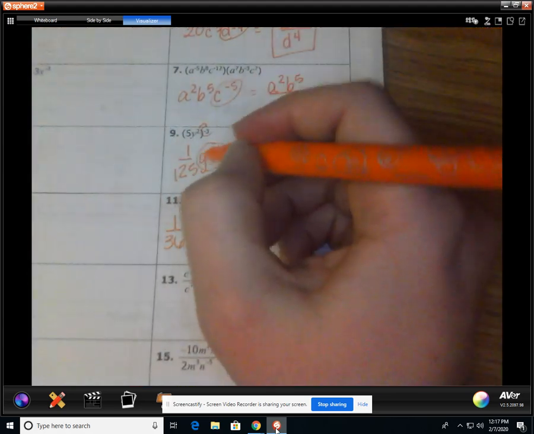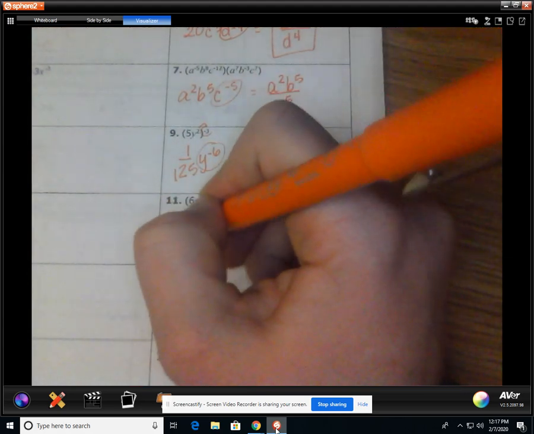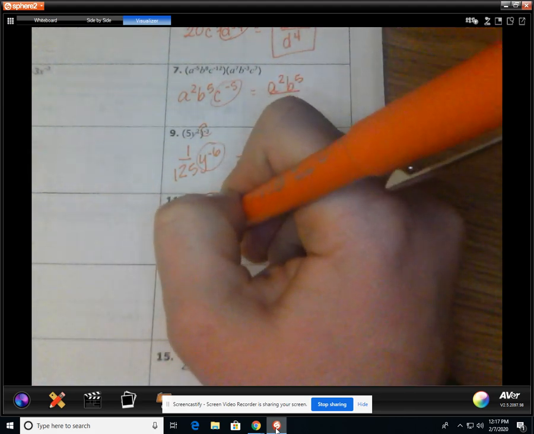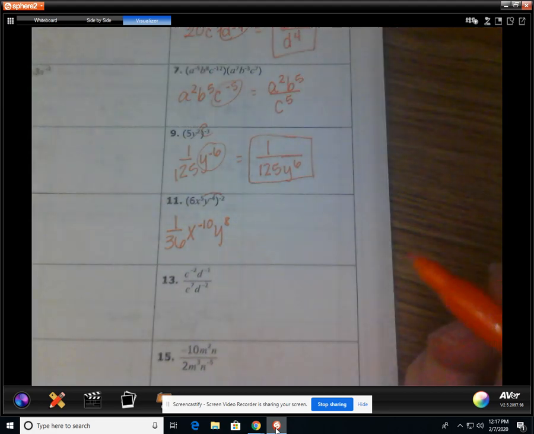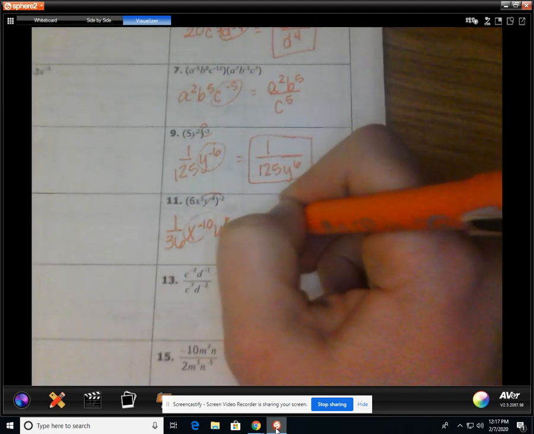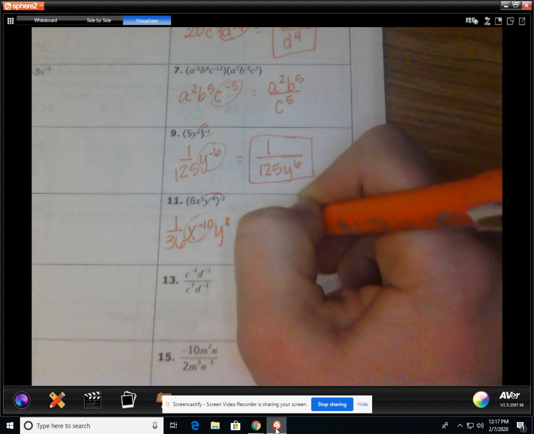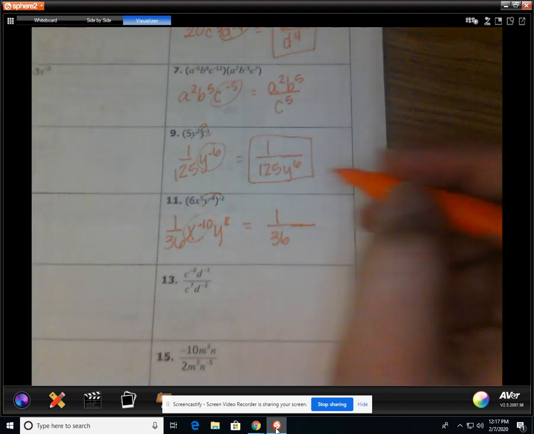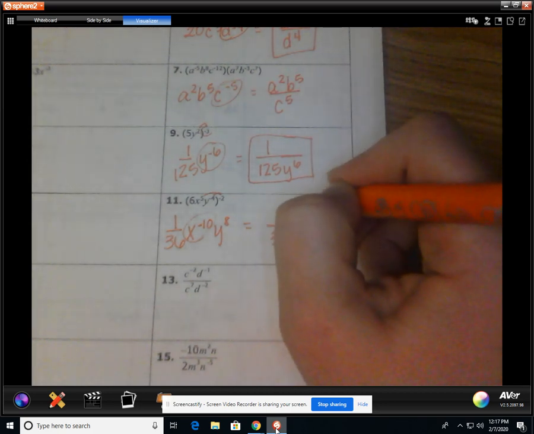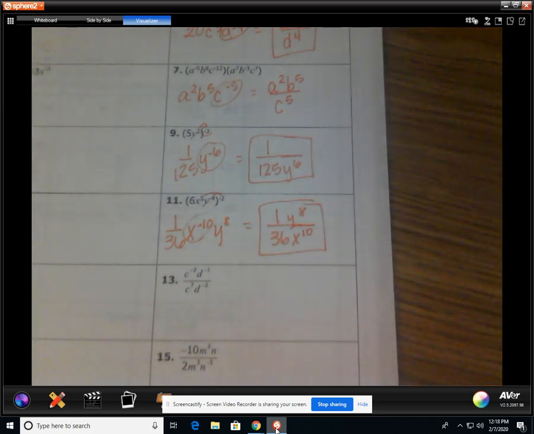Now I multiply my exponents, so 5 times negative 2 would give me x to the negative 10, and negative 4 times negative 2 would give me y to the 8. This piece is the only piece I'm not okay with, so I keep my fraction of 1/36 and extend my fraction bar line. That x has to drop to the bottom, and the y stays on the top because it's already positive, and there's my final answer.